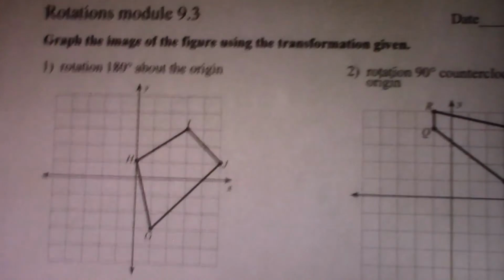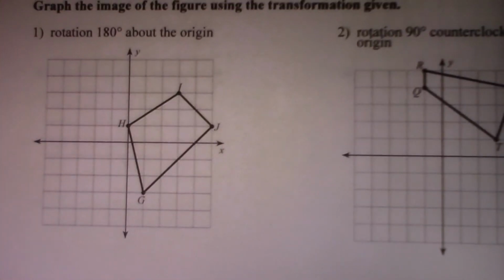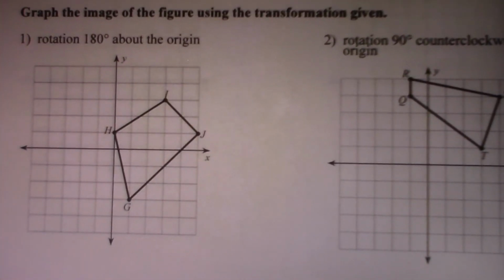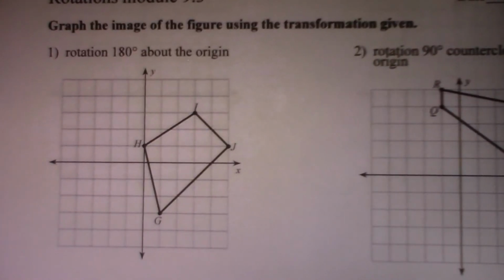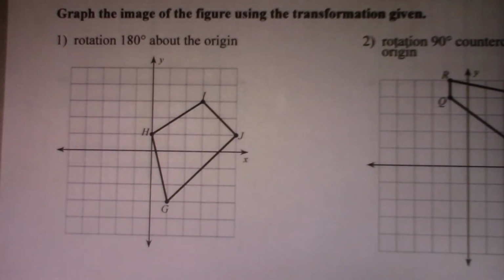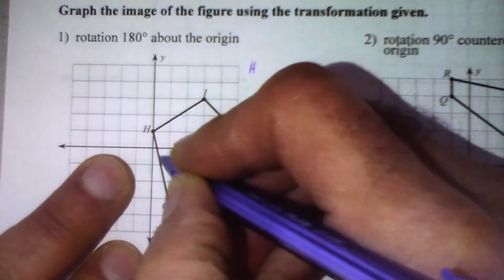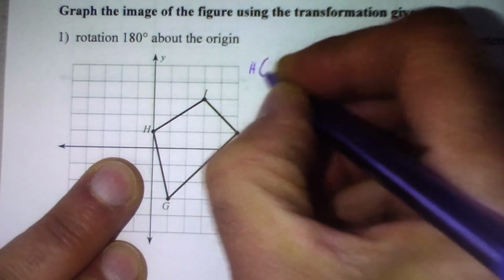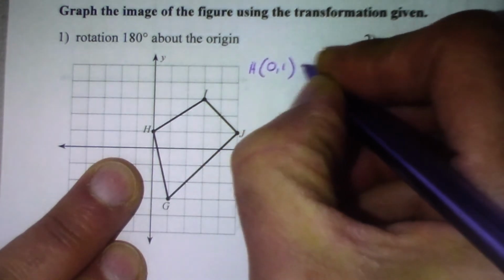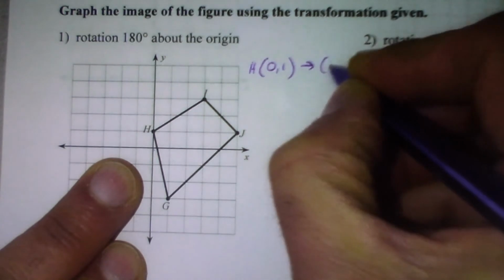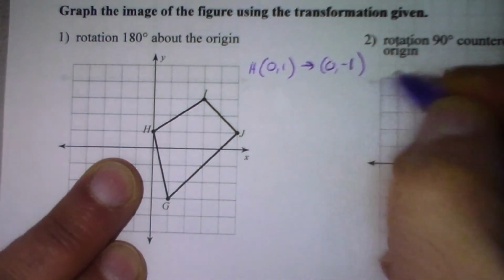All right. So for 9.3, we have rotations, okay? So, for number 1, rotation of 180 degrees about the origin. So 180. So let's look at each point. Alright? We have point H at 0 and 1. So that's going to become 0 and -1. Right?